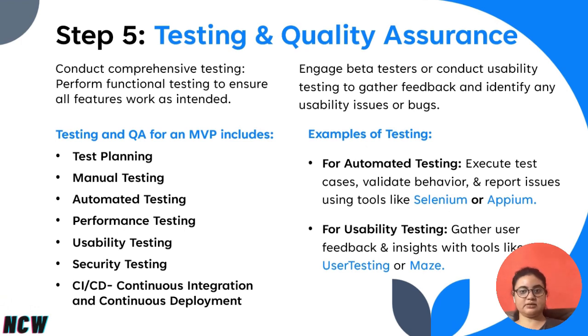Examples of testing that could be undertaken: the first is automated testing. Execute test cases, validate behavior, and report issues using tools like Selenium or Appium. For usability testing, gather user feedback and insights with tools like UserTesting and Maze.